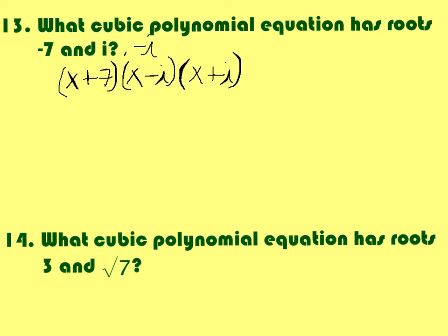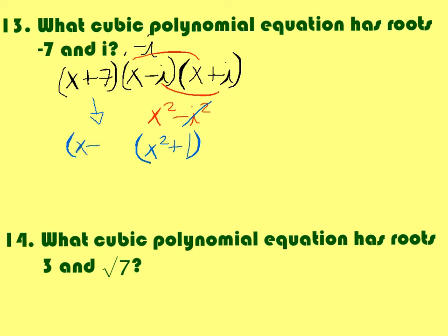We're going to multiply our conjugates first, because with our conjugates we don't have to do FOIL, we can just do Florida. So first times first is x squared, and last times last is negative i squared. Remember, when you see an i squared, you want to cross that out and change the sign. So this becomes x squared plus 1. And then we're going to bring down this x plus 7.